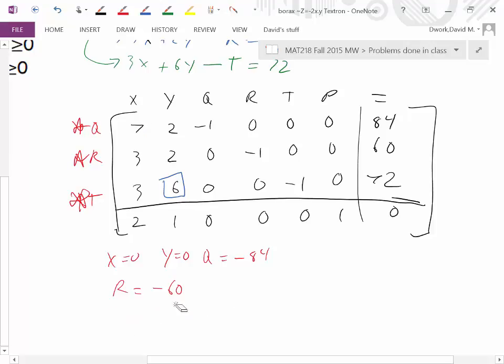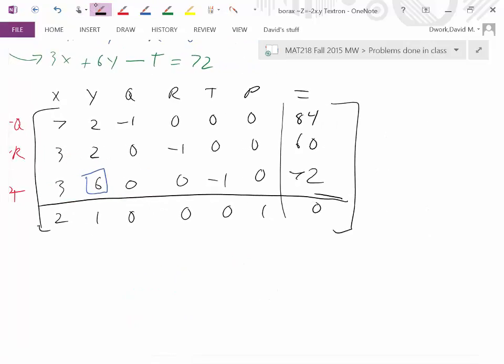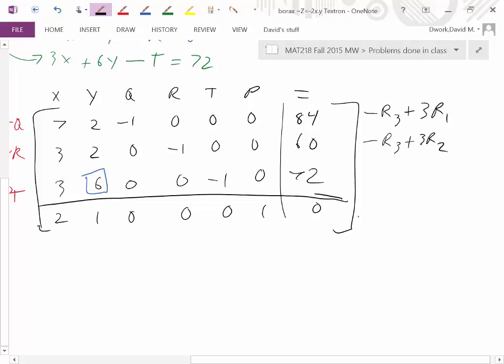All right, so here we go. Now, pivot in the 6. So what does that mean? Use that row. Use row 3 to get zeros above and below. So what would I need to do? I would need a negative row 3 plus 3 row 1s to make a new row 1. I need a negative row 3 plus 3 row 2s. And I would need a negative row 3 plus 6 row 4s.